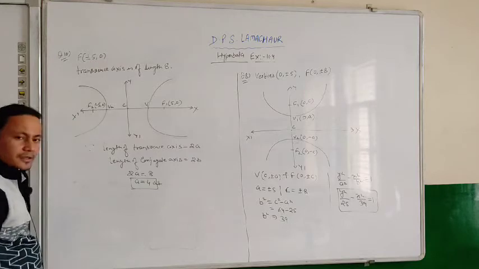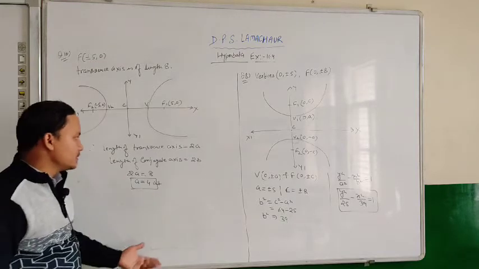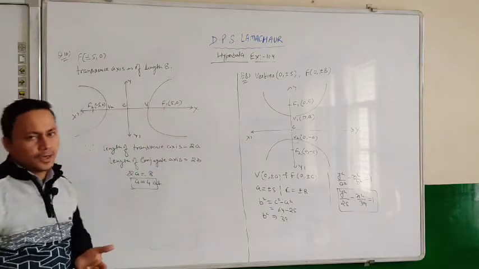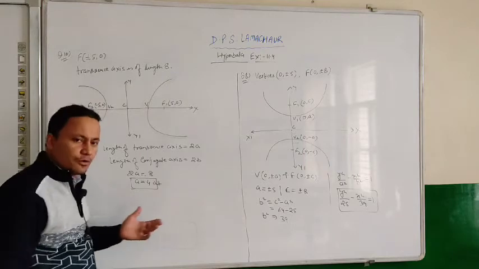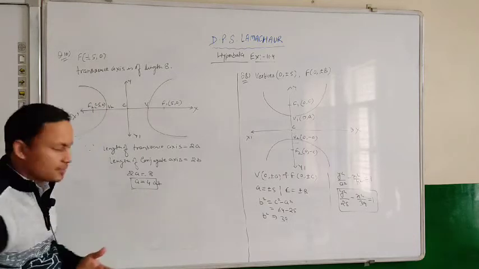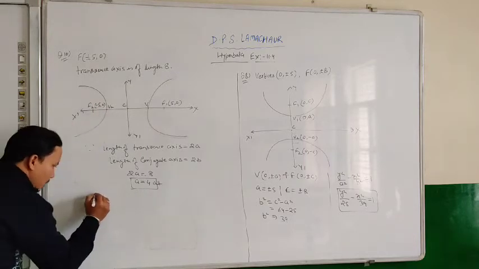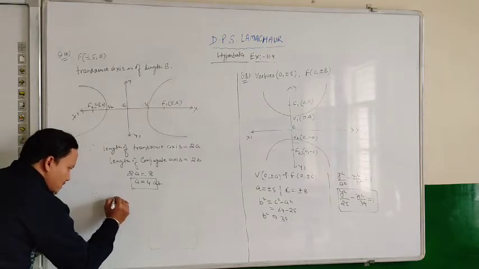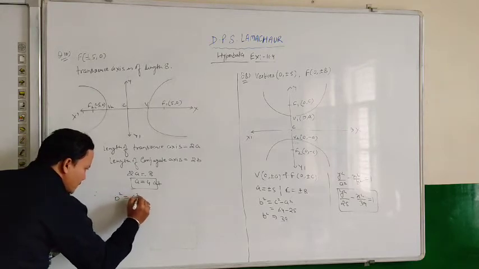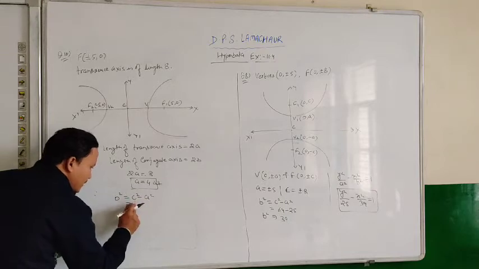So, this is the value of a. Value of a is here, value of c is here. Now, what we have to do? We have to find the value of b, so that we can find the equation of hyperbola. The relation between a, b, c is b square is equal to c square minus a square. Now, put the value of c here.